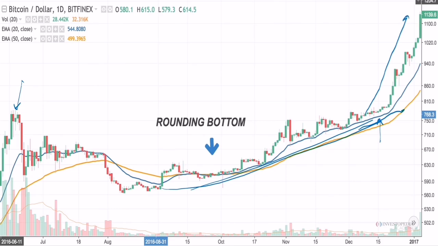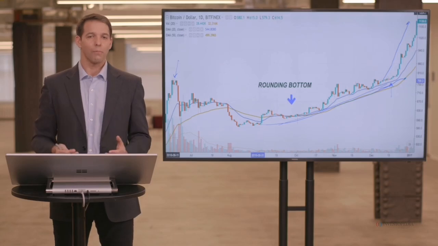So as soon as the previous high was broken, then buyers quickly rushed into this market and sent the price higher. So those are just a couple simple price charts that you need to be familiar with when you're looking to analyze the crypto markets.